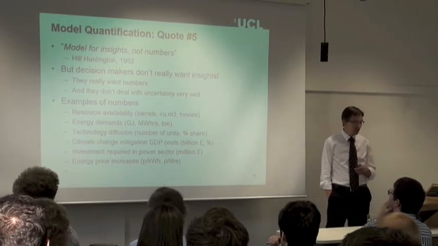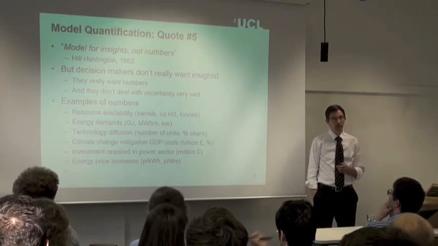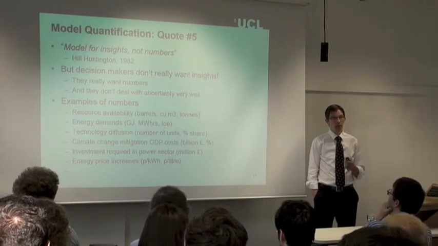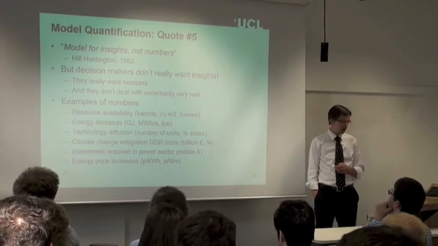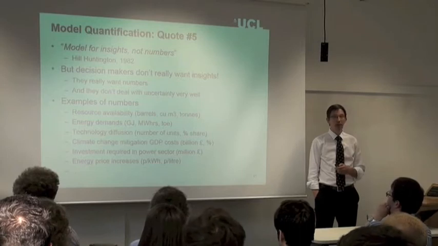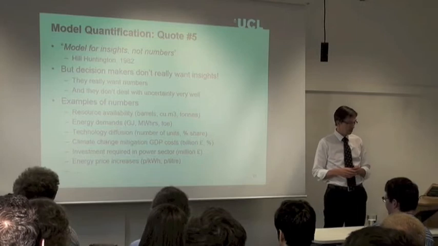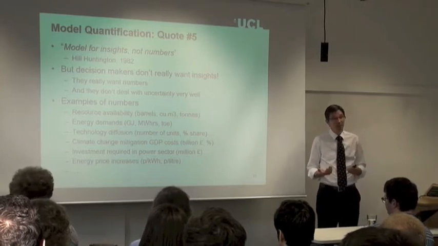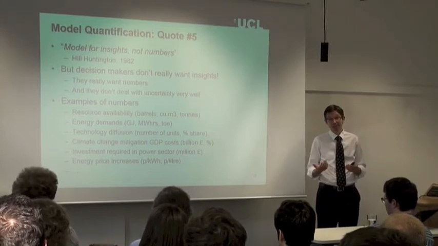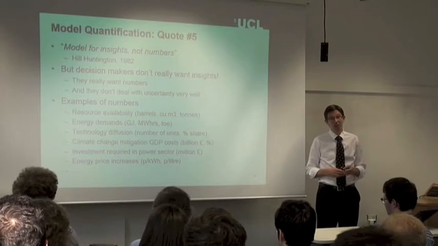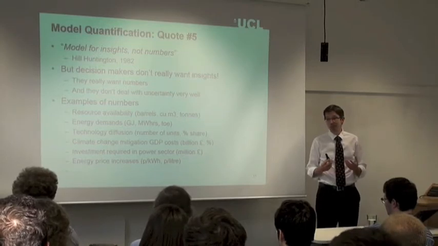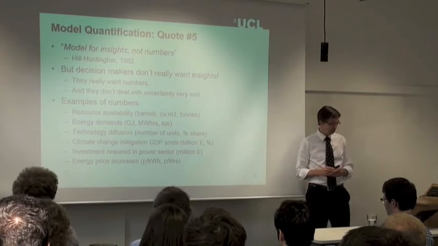Well, this is a very nice quote by Hill Huntington. He's a professor at Stanford and runs the Energy Modeling Forum. It's a big comparative model. And he says you model for insights and not numbers. That's as true today as it was 30 years ago. But that's a bit of a problem, because decision makers don't actually want insights. They want numbers, single numbers. They don't necessarily deal with uncertainty particularly well.